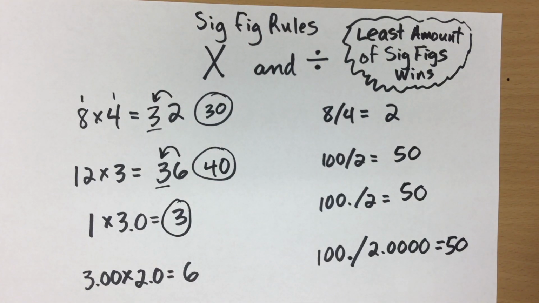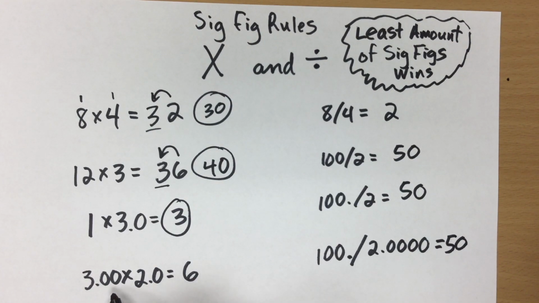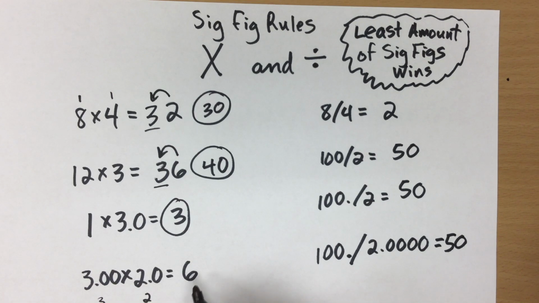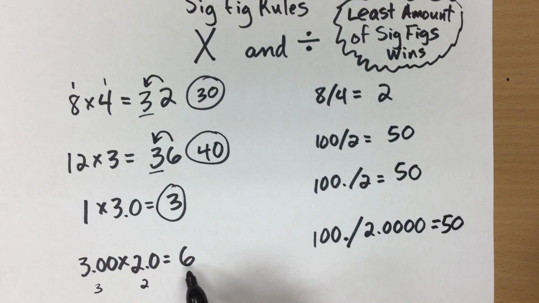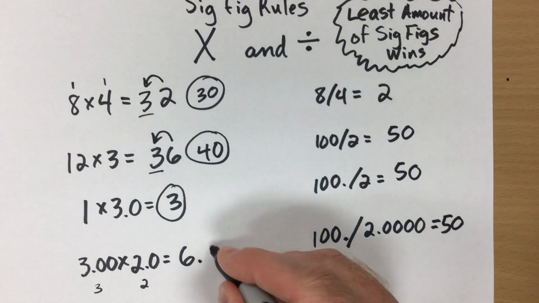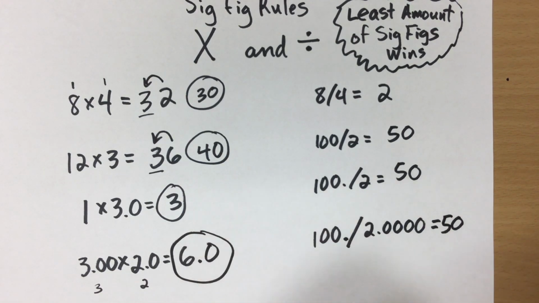It's already set. But down here, 3.00, there are 3 sig figs here. There are 2 sig figs here. Well, in this case, this answer only has 1 sig fig. And since it has 1 sig fig, I need to give it the least amount, which is 2 sig figs. So to give this another sig fig, I just go 0.0. Now it has 2 sig figs.